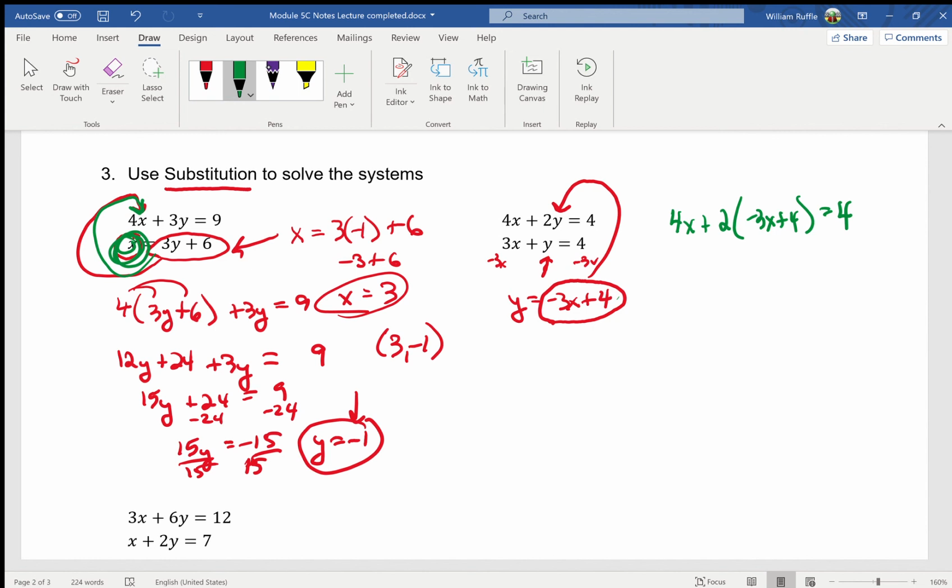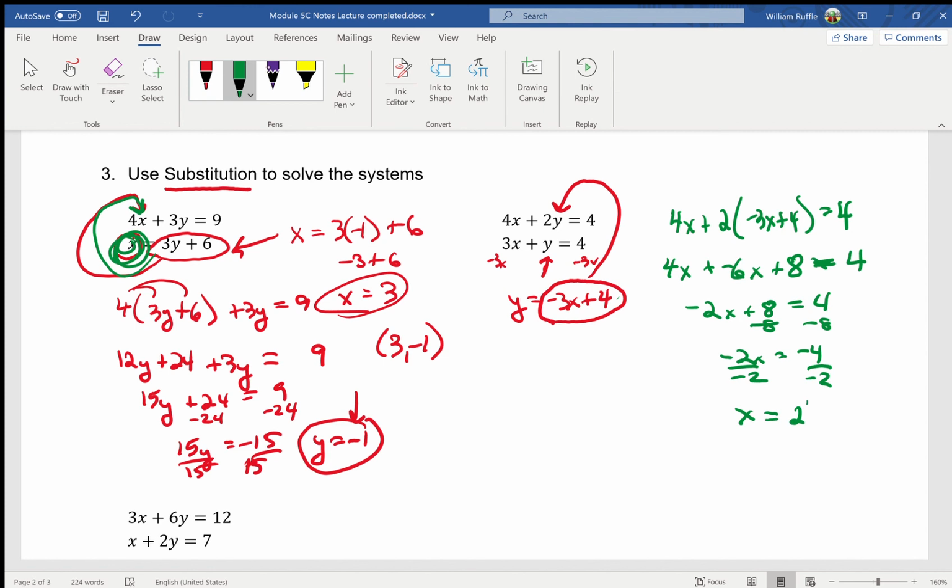Now I just have to do a little math work here, just like I did in Unit 4. Plus negative 6x plus 8 equals 4. 4x minus 6x is negative 2x plus 8 equals 4. I have to subtract 8. Negative 2x equals negative 4. Divide everything by negative 2. I get x equals 2.